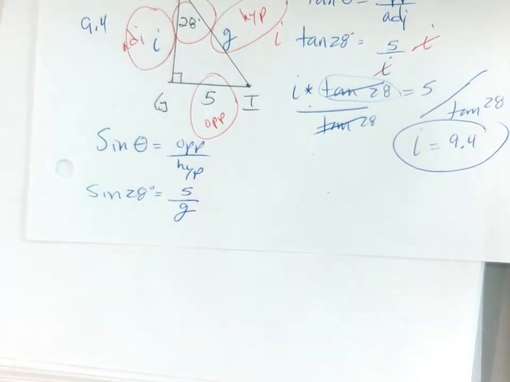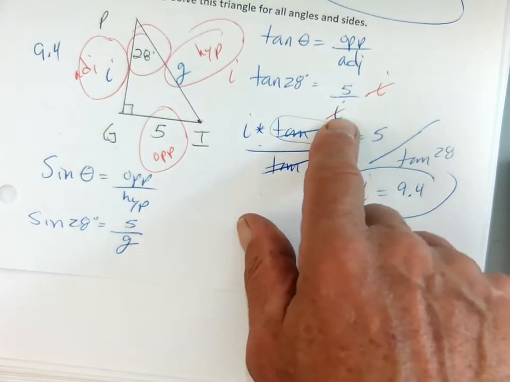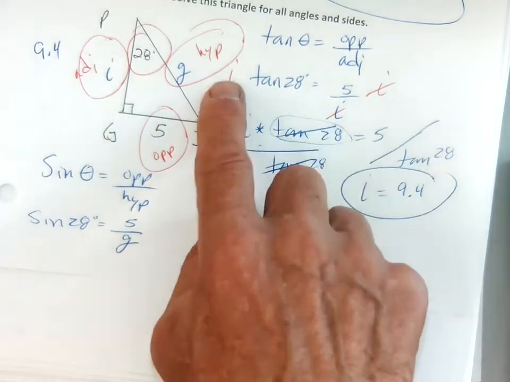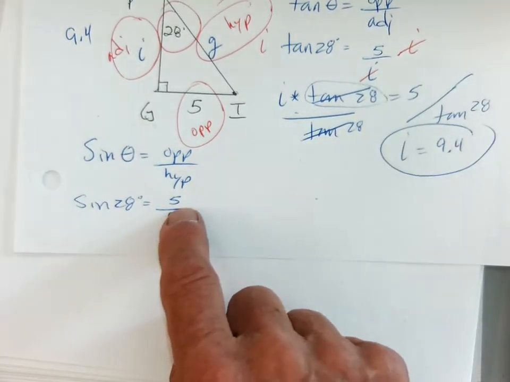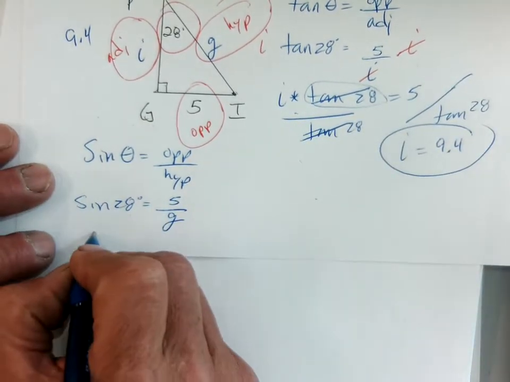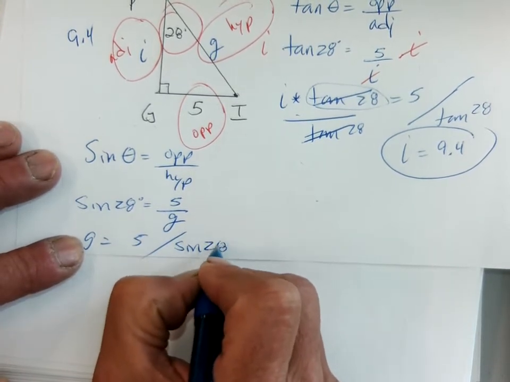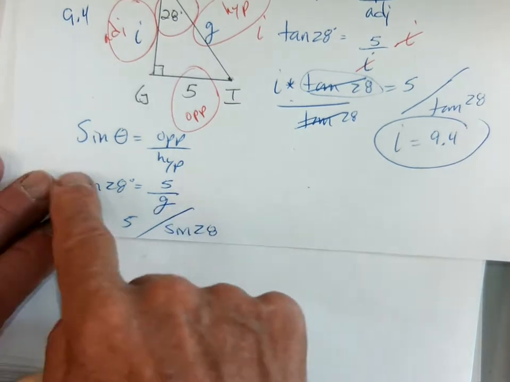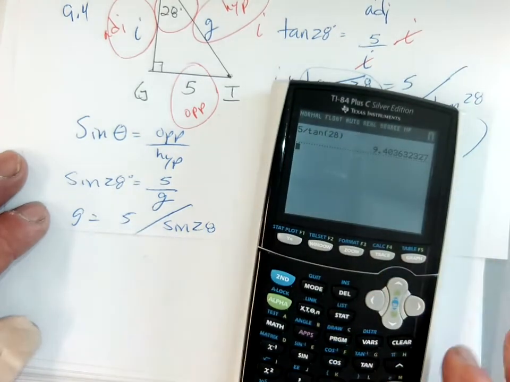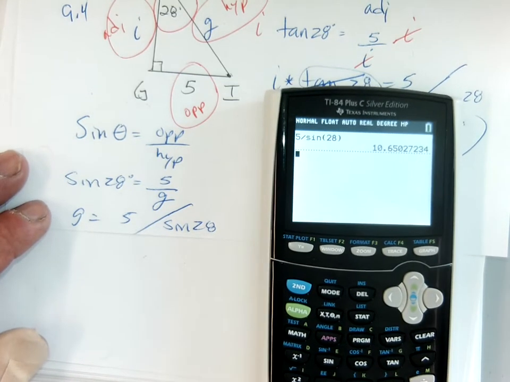So what I did last time, let's shortcut this. If the variable was on the bottom, you just kind of traded places with these. See how I did that? The 5 came up here and the tangent of 28 came down here. So if the variable's on the bottom, let's do the same thing. Or I can write this as little g equals 5 divided by the sine of 28. It's just a shortcut, makes it a little bit easier. I just switch places because I multiply by g and then divide by the sine of 28. On my calculator, I'm just going to go 5 divided by sine of 28, and I get an answer of about 10.65, okay?